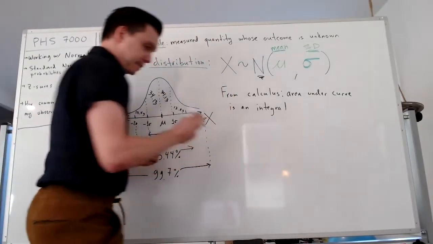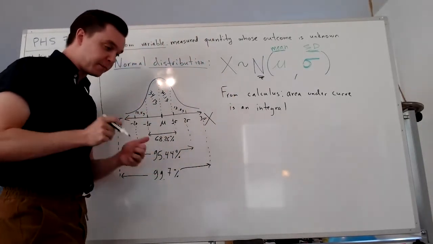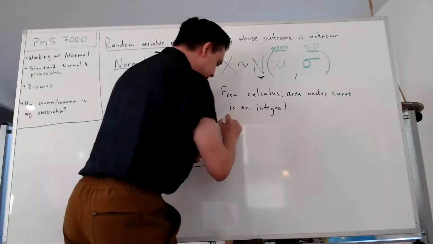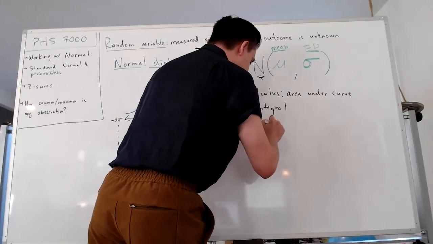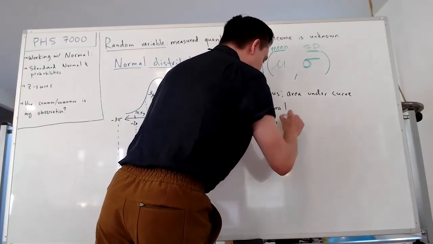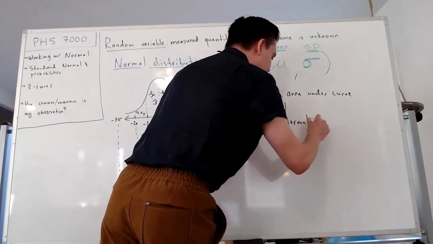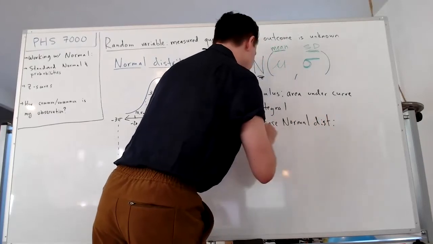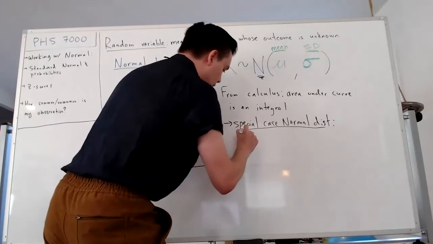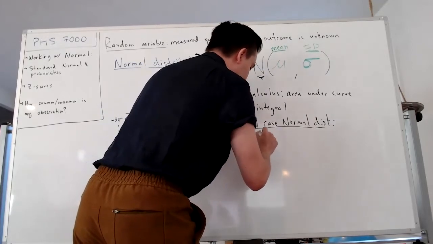So the first thing to think about is there is a special case normal distribution. Special case normal distribution. It is called the standard normal.